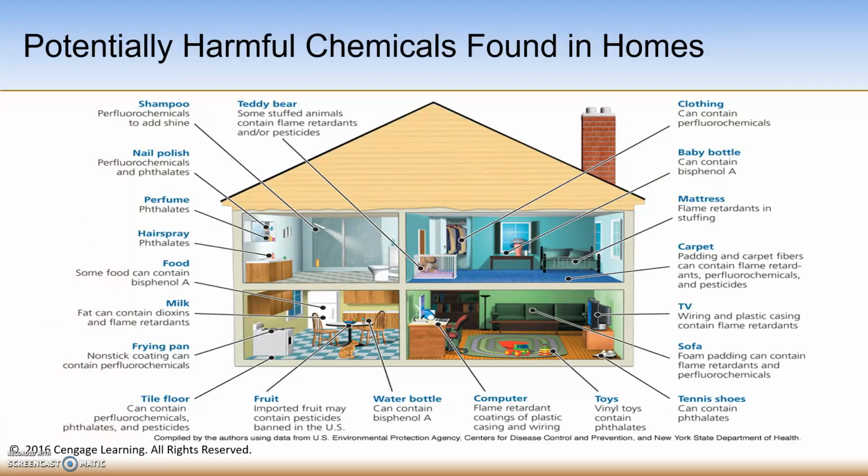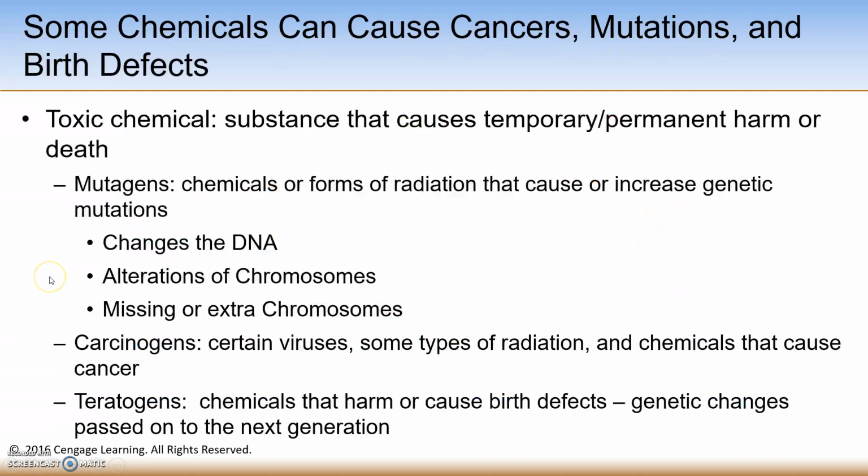These materials in your home, if they actually fall under the category of household hazardous waste, are supposed to be disposed of in a safe manner. We'll talk about household hazardous waste disposal when we get to the waste section of this course. So some chemicals can cause cancers, mutations, and birth defects, and we're going to talk about these different categories.